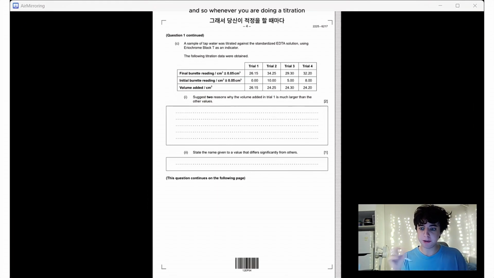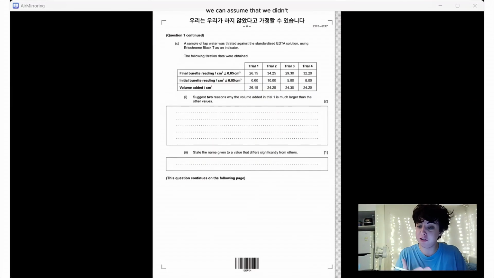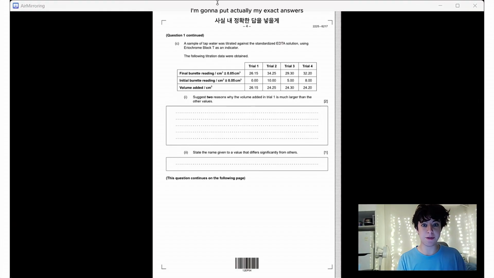Whenever you are doing a titration, there's a few steps that you need to do before. Since it didn't say that we did this explicitly, we can assume that we didn't. If it said in the instructions that they did it, you can assume that they did it, obviously. But if it's not in the background information, you can assume they probably didn't do these steps. Once again, I'm going to put my exact answers because these were the ones that I came up with and these were on the mark scheme, so they worked.